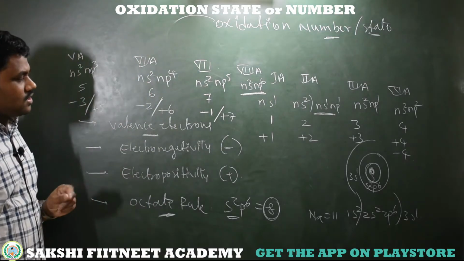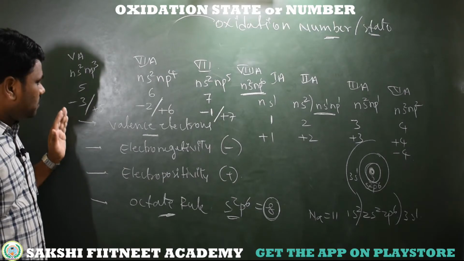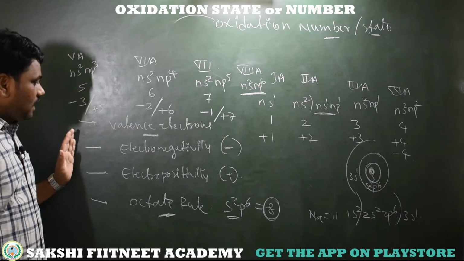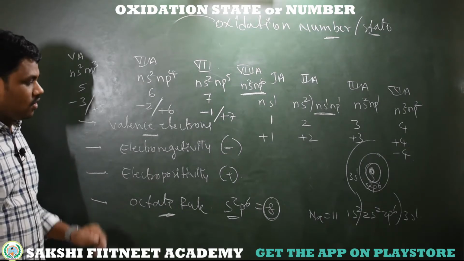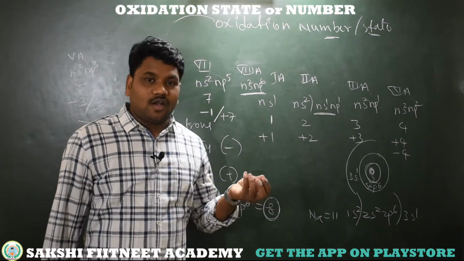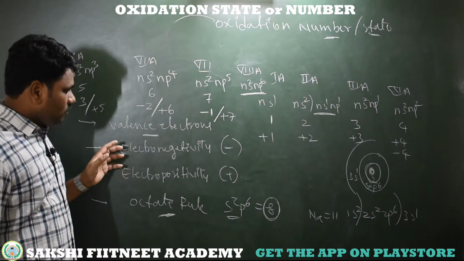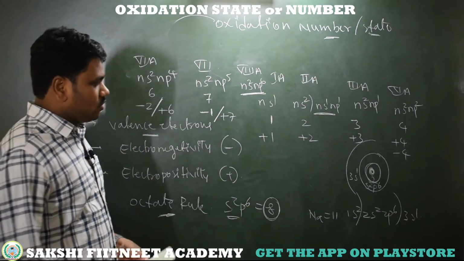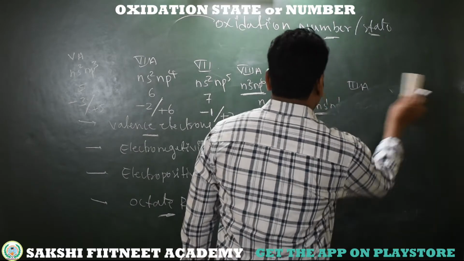So while writing oxidation states on an element, you must remember these key points: valence electrons, electronegativity, electropositivity, and the octet rule. Based on these factors, we can assign a particular number as the oxidation state on a particular element. By using these key points, I am going to write oxidation states for elements in compound form.